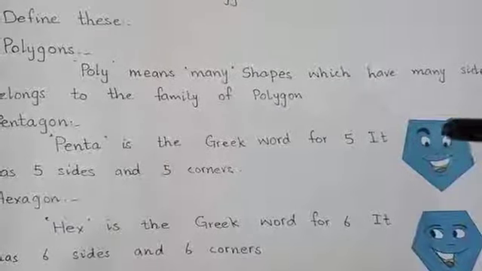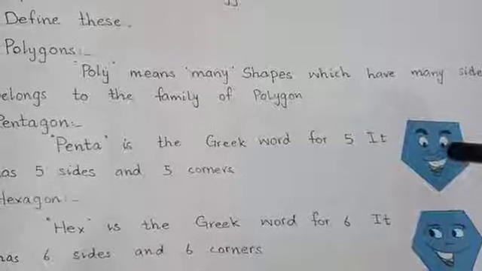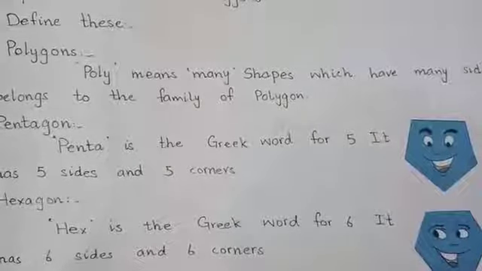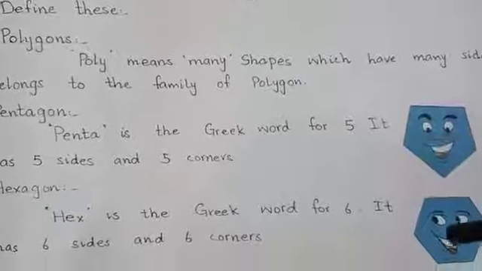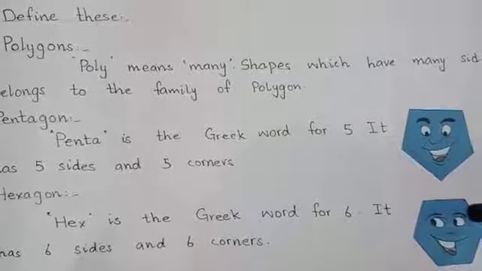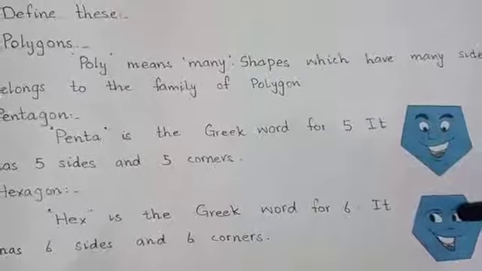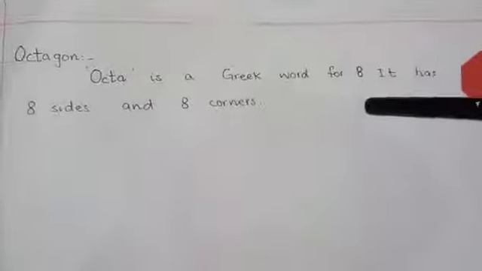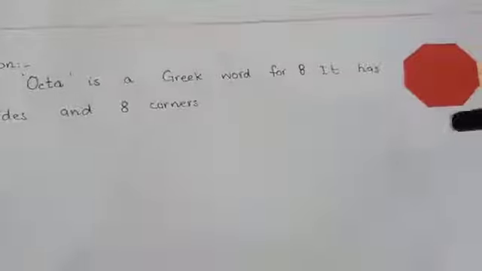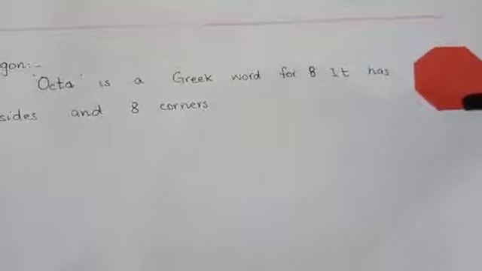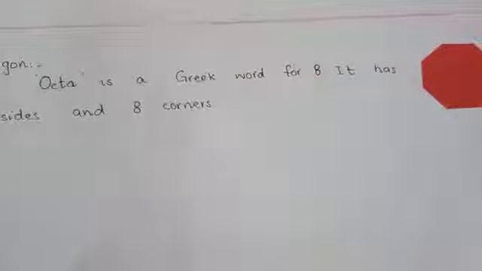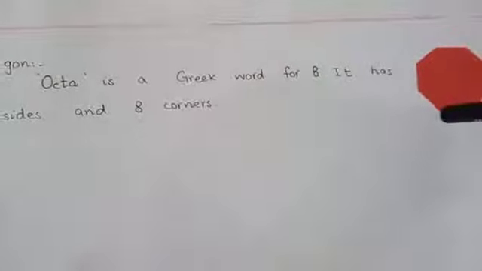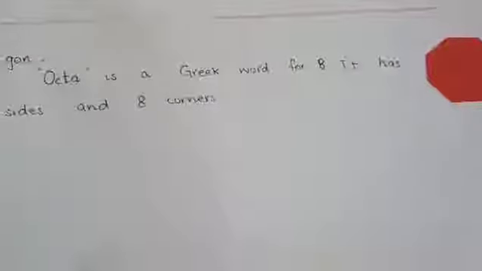Okay, the first one is pentagon. Penta is the Greek word for 5. It has 5 sides and 5 corners. Hex is the Greek word for 6. It has 6 sides and 6 corners. And octa is the Greek word for 8. It has 8 sides and 8 corners. All these shapes belong to the family of polygons.